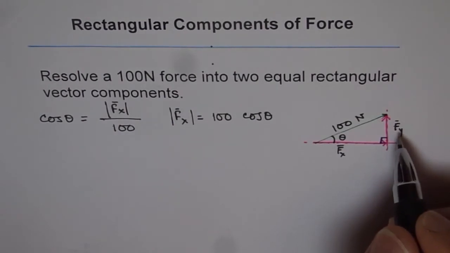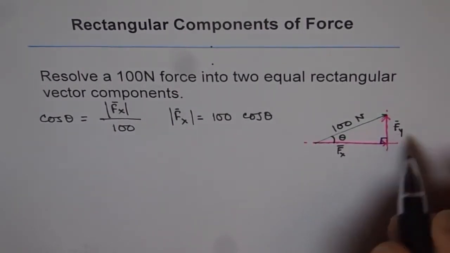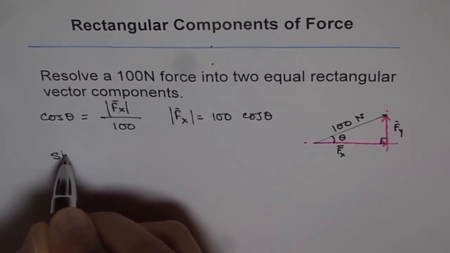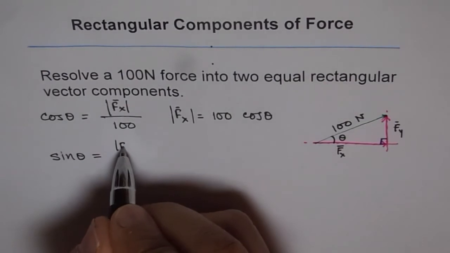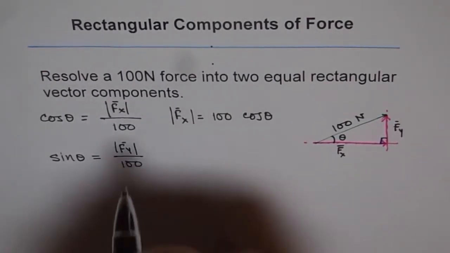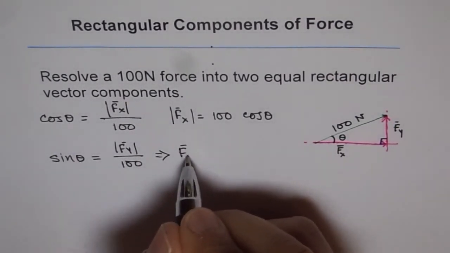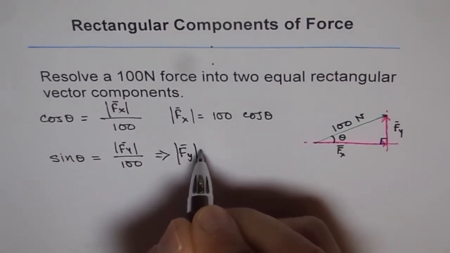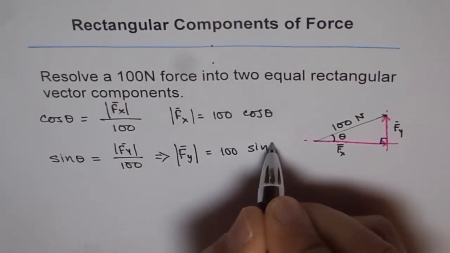How about the vertical component? Vertical component is opposite to theta, right? So we'll write sine theta is equal to the opposite side, which is magnitude of Fy over 100. So from here, we can get the magnitude of the vertical component Fy is equal to 100 times sine theta.